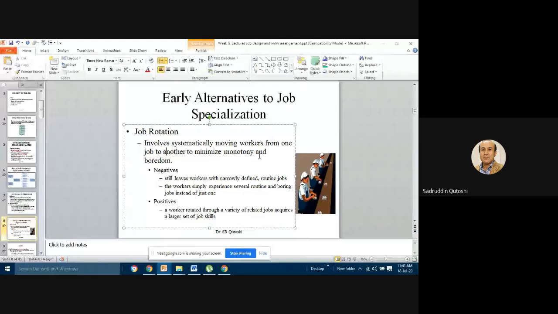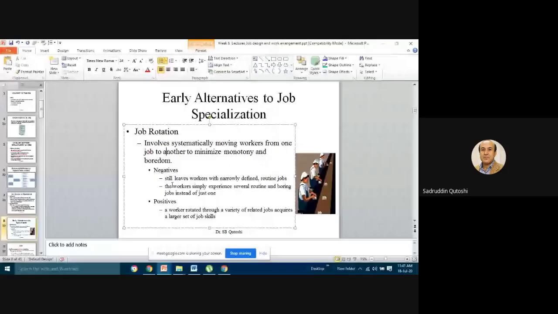Because in the previous slide you can see how this job specification, one specific nature of the task, affects the people. So that's how you can avoid that. You need to rotate people from one position to another position. There are many positive and negative effects of this job rotation.